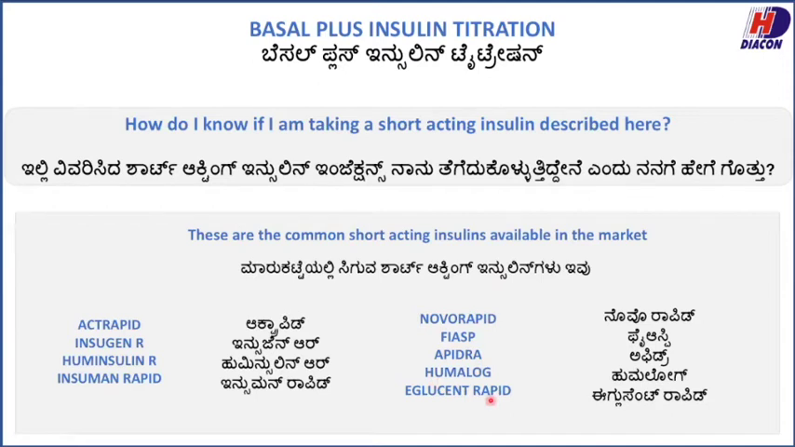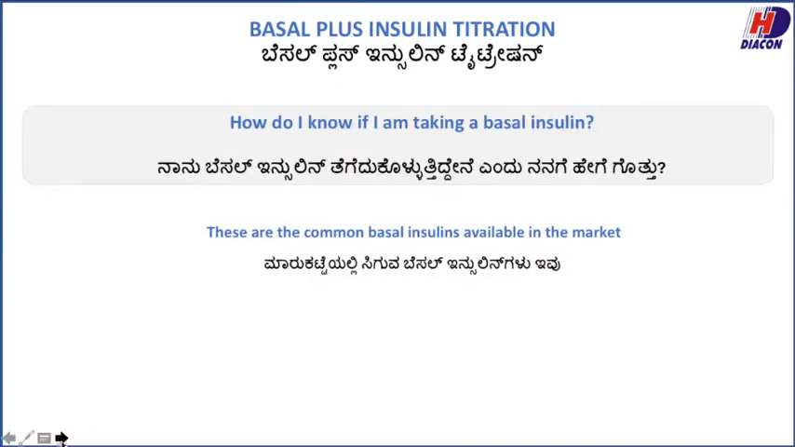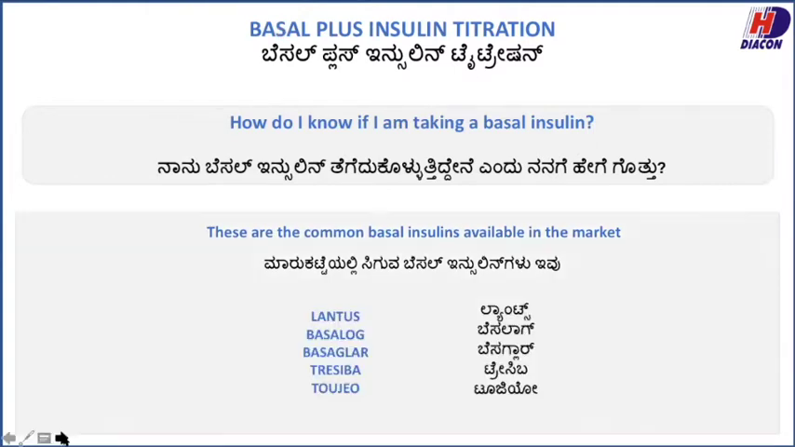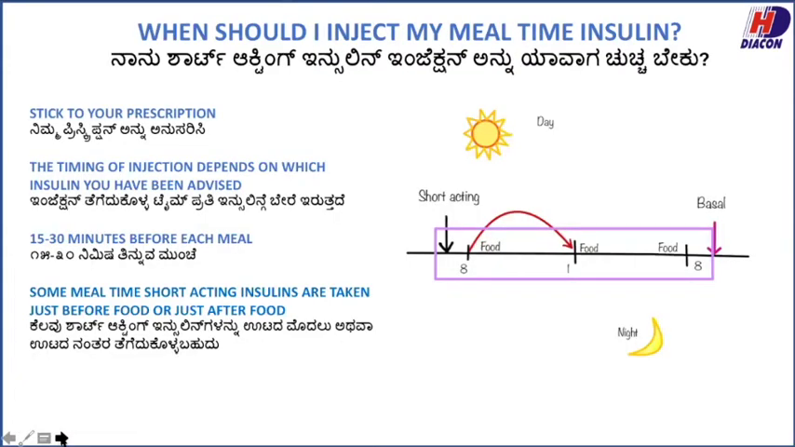So if you're taking one of these injections with one meal, then this is the plus part of the basal plus regimen. And you're also going to be on a basal insulin once a day. These are the common basal insulins that we use: Lantus, Basalog, Basaglar, Tresiba, and Toujeo. So if you're taking a basal insulin once a day and a short-acting insulin with one meal, then this is the video that you need to watch to learn how to adjust insulin at home.